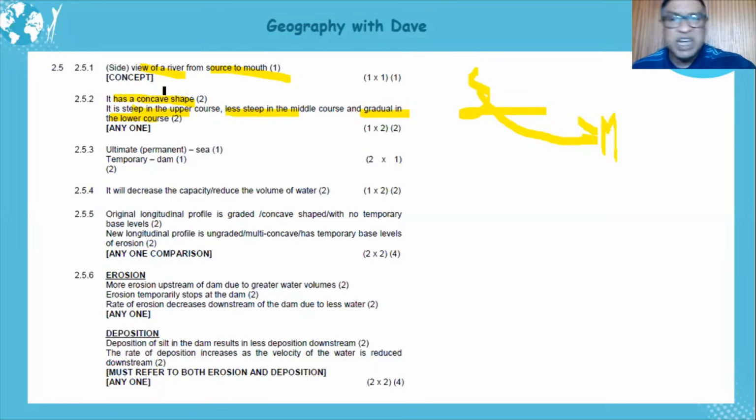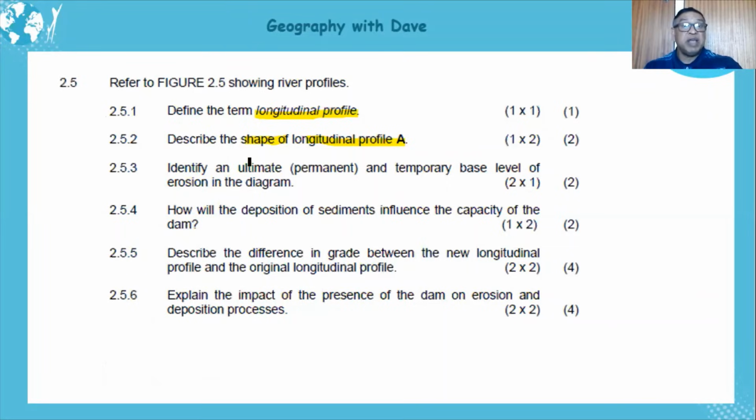Examiners try to give as many options as possible so that learners can put it in different ways. We can accept answers, or the examiners can accept answers. Identify the ultimate, permanent and temporary base level of erosion in the diagram.